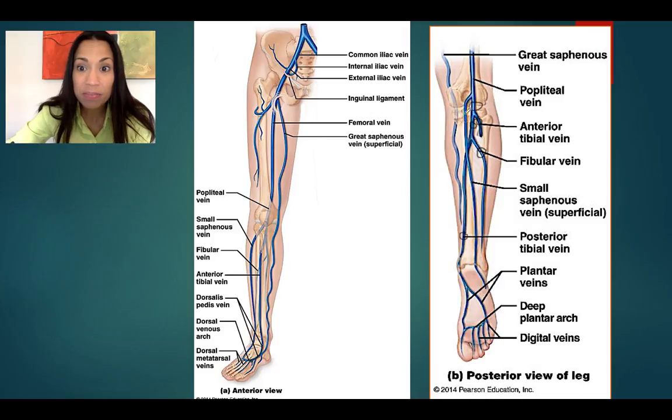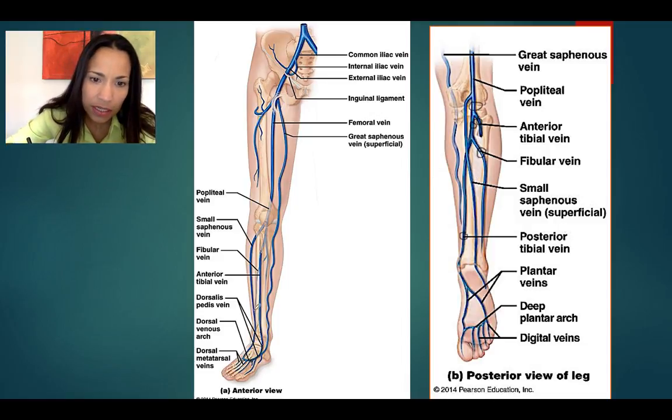Popliteal receives blood from this superficial vein, which is this one? Wait. Yes, the saphenous vein. This is the small saphenous vein. You can see it in here. Small saphenous vein empties blood or joins or merges with the popliteal vein. Small saphenous plus the popliteal vein form the femoral vein.